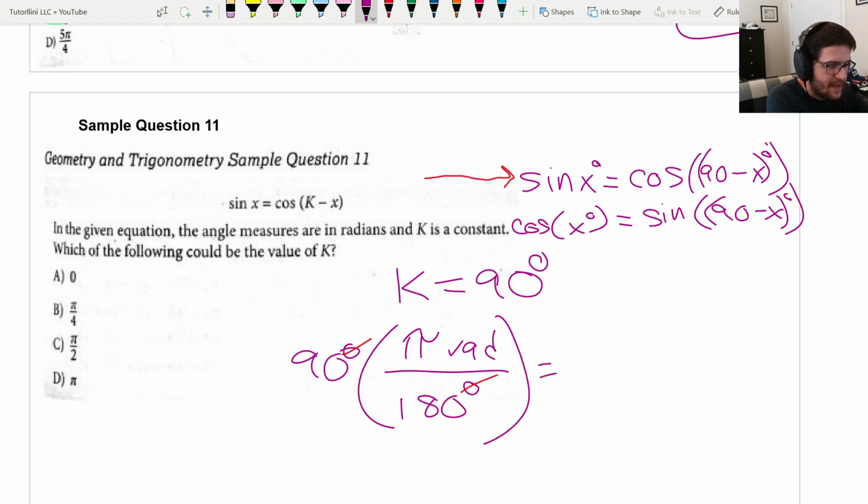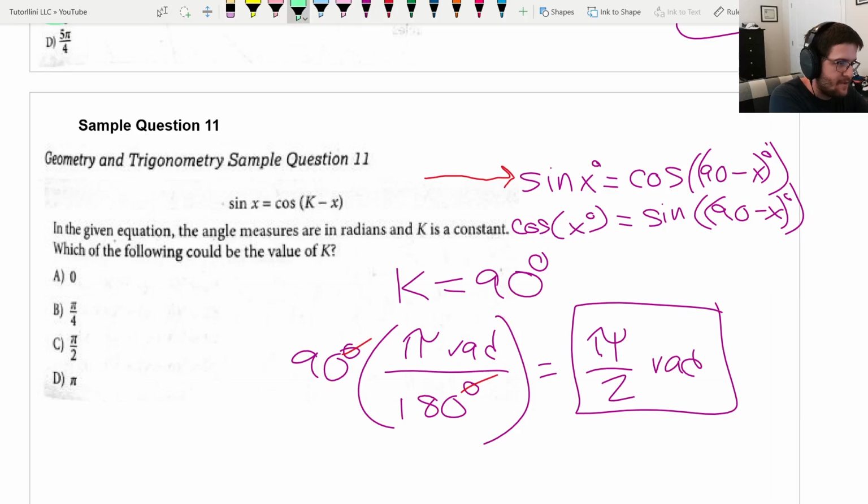And we get 1/2. So pi over 2 radians, and that is the value of k, and that is correct. So just make sure you understand, guys, that I don't really see this formula tested in radians a whole lot.